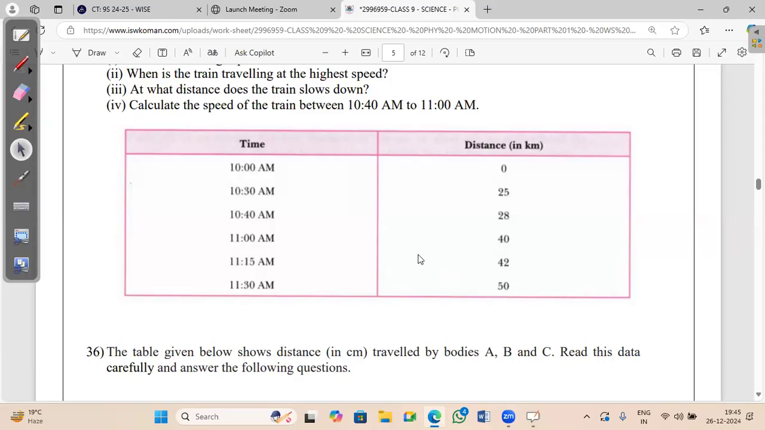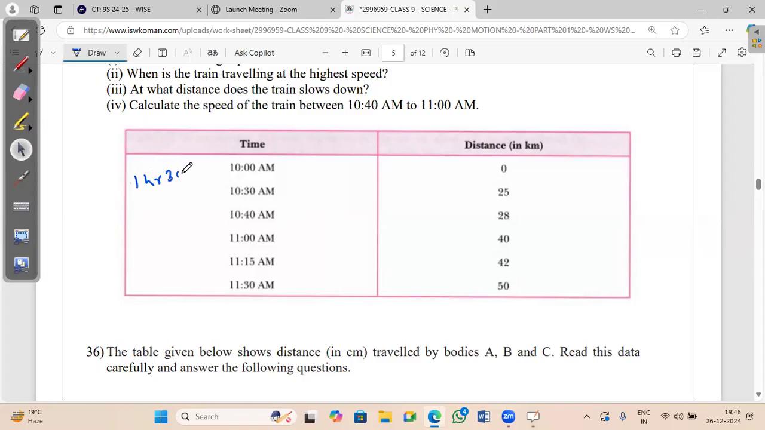All right. So, at what time did the train start? Sir, 10 o'clock. And at what time did the train finish its journey? 11:30. So, what is the time taken by the train? 1 hour 30 minutes, that is 90 minutes. So, the time taken by the train is 1 hour 30 minutes.